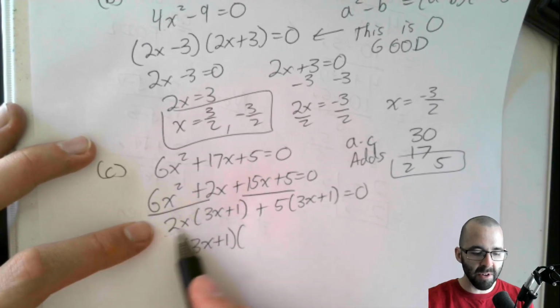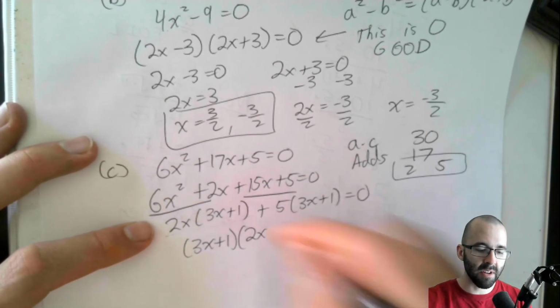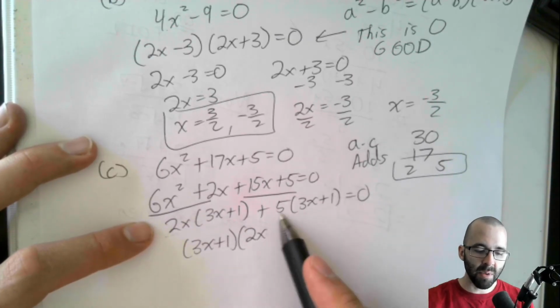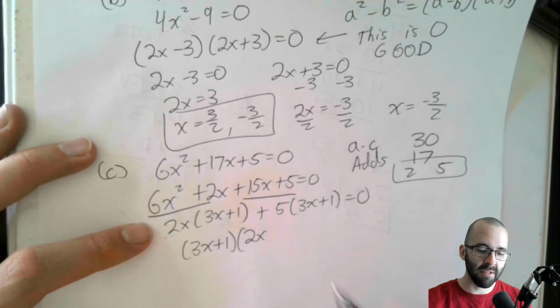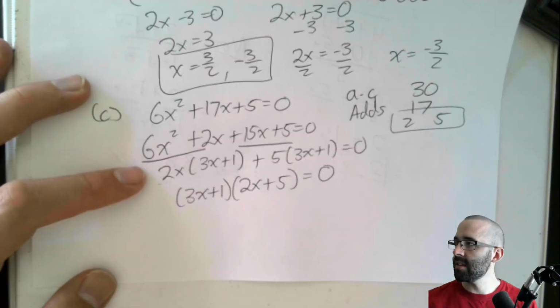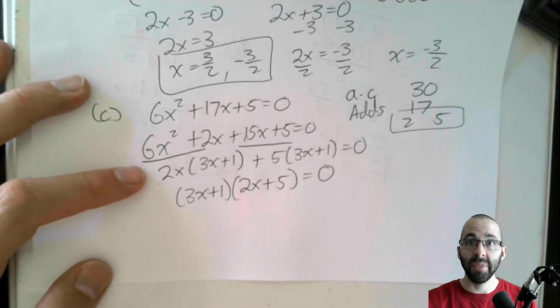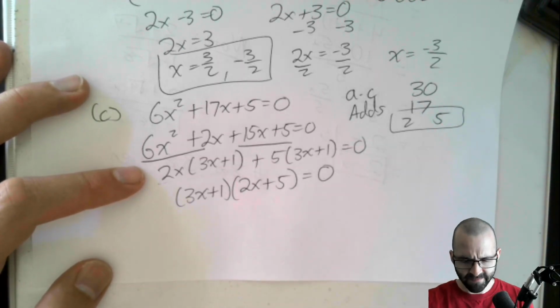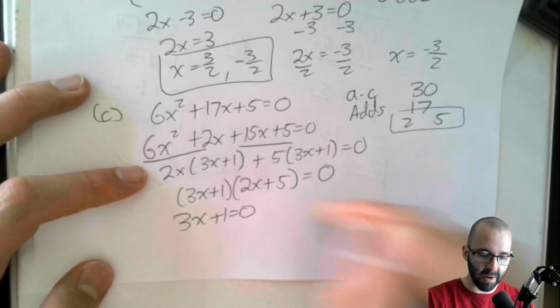What's left from the first term if we get rid of a 3x plus 1? It's only left with a 2x. What's left with the second term if we take out a 3x plus 1? We're only left with a 5. And lo and behold, we have factored. So the right-hand side is equal to 0. That's good. If the right-hand side's not 0, we messed up. Okay? So this is true when each piece is equal to 0.